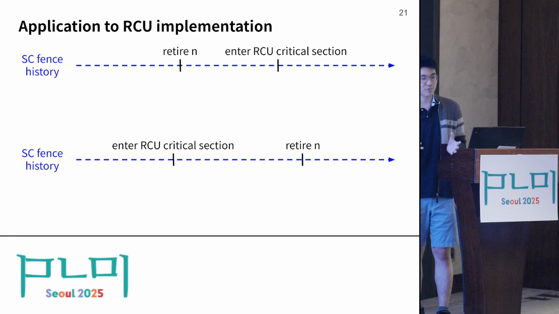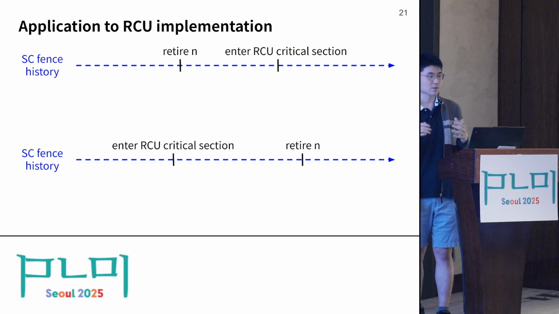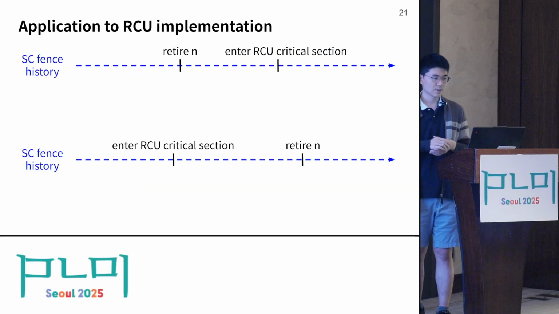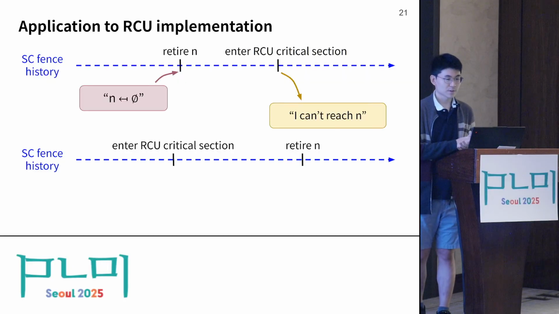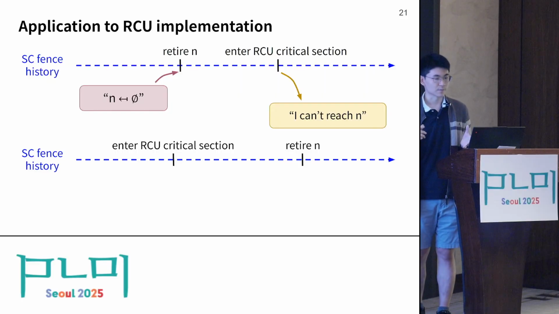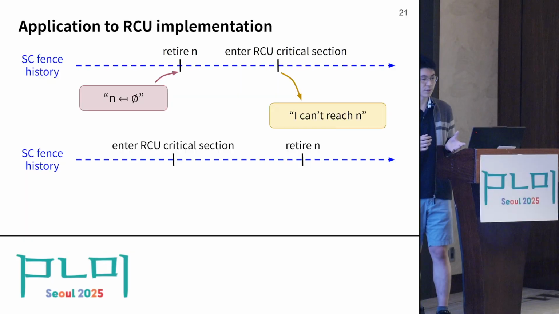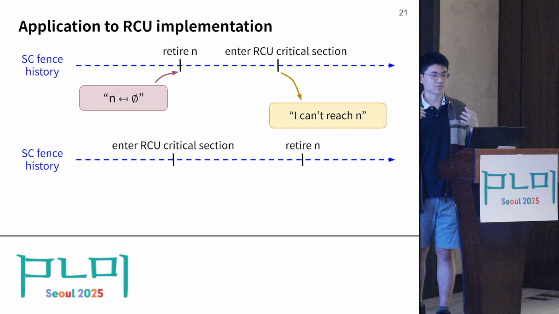Nicely, the same reasoning pattern applies to RCU implementations. In RCU, conceptually, there are fences inside the retire function, and there's another fence inside the function to enter the critical section. So we can consider two cases. In the first case, if the fence in the retire function happens before the fence in the critical section, then the thread entering the critical section will receive the observation of unreachability of the node, which is provided as the precondition of the retire function. So the thread in the critical section will not be able to reach the retired node.